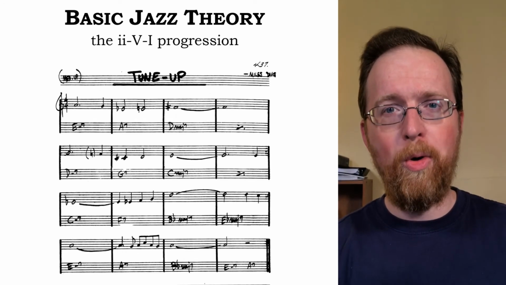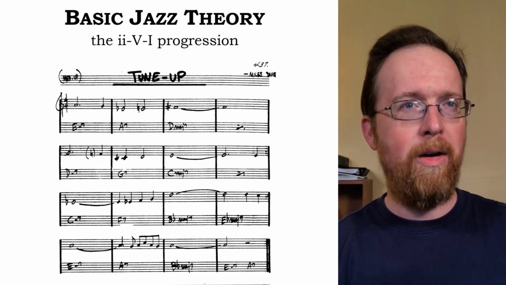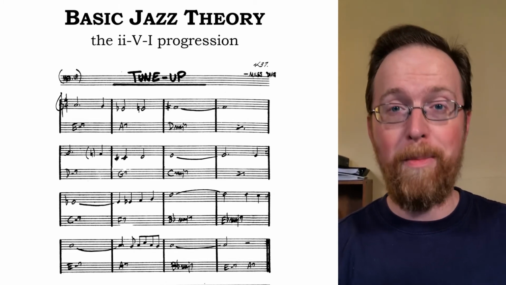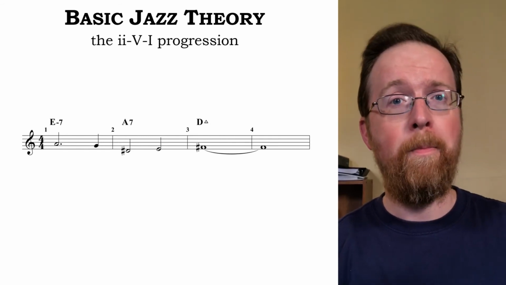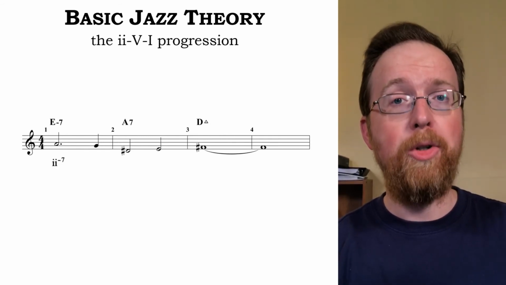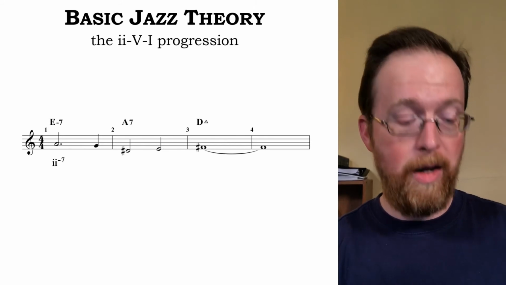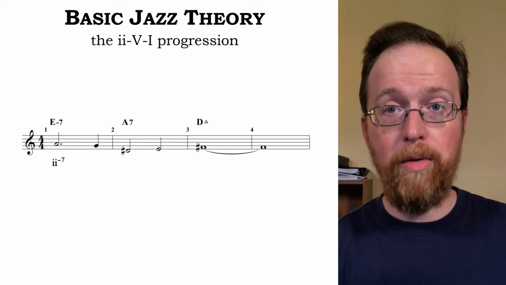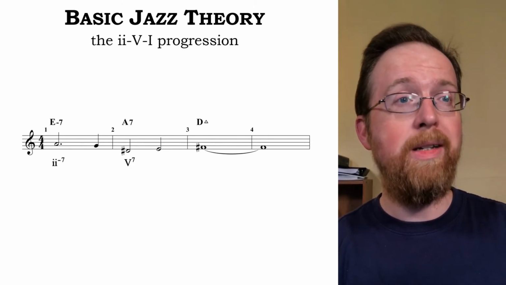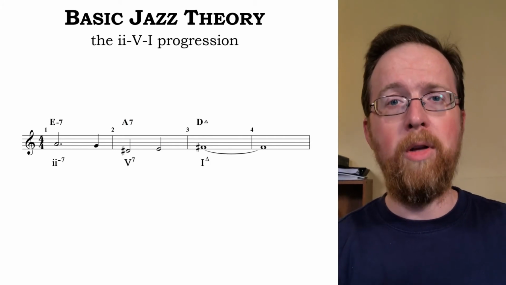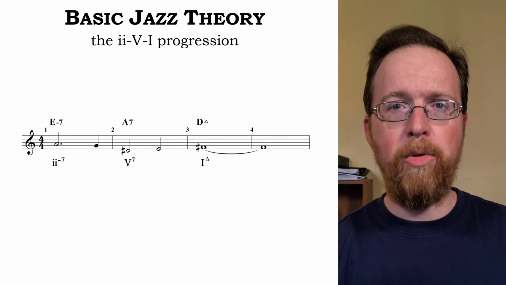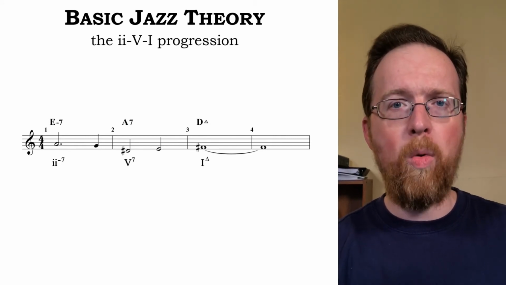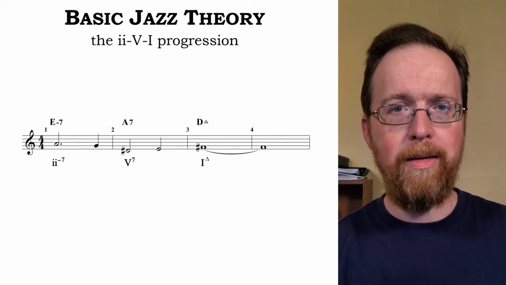So let's look at the chords in the first 4 measures of this Miles Davis tune. It's called Tune Up. It begins with an E minor 7, so let's label that as a 2 minor 7. Next we have an A7, we'll call that a 5-7, and the last chord is a D major 7. That gets the label of a 1-7. Notice I didn't refer to the key signature in my Roman numeral analysis. I only looked at the quality of the chords indicated.